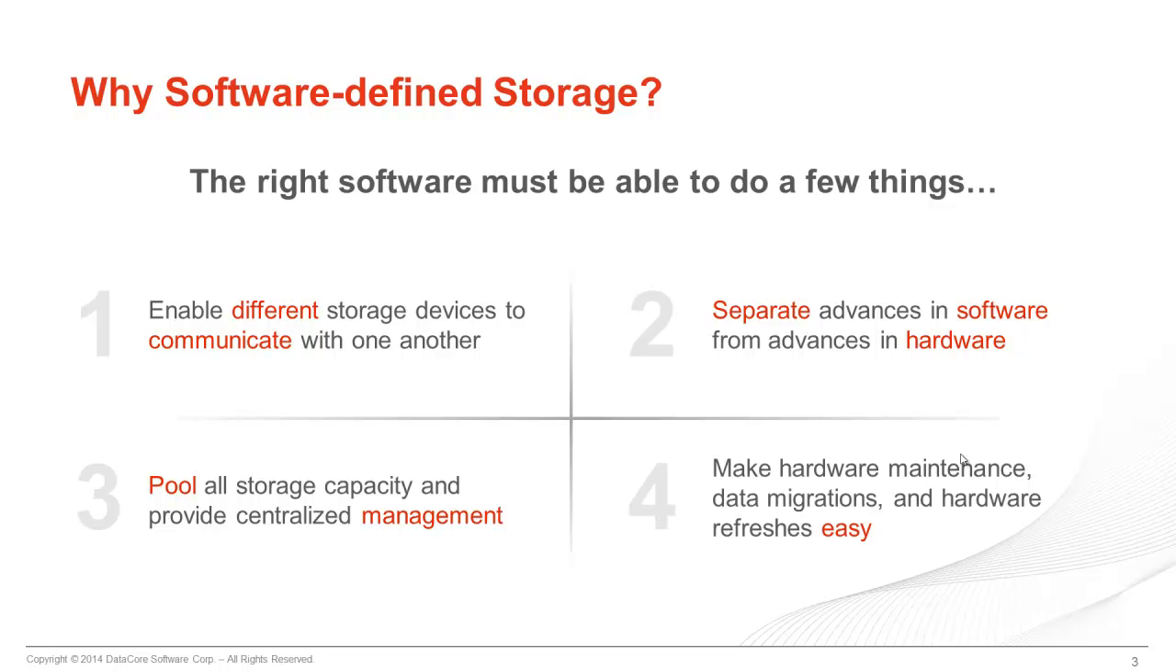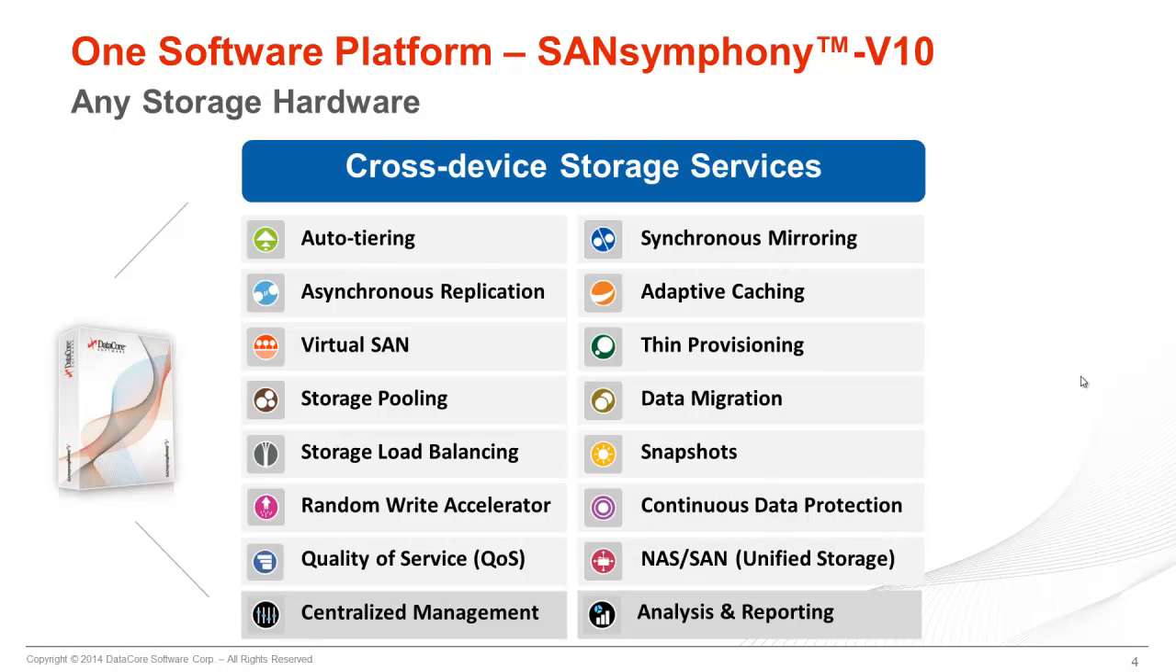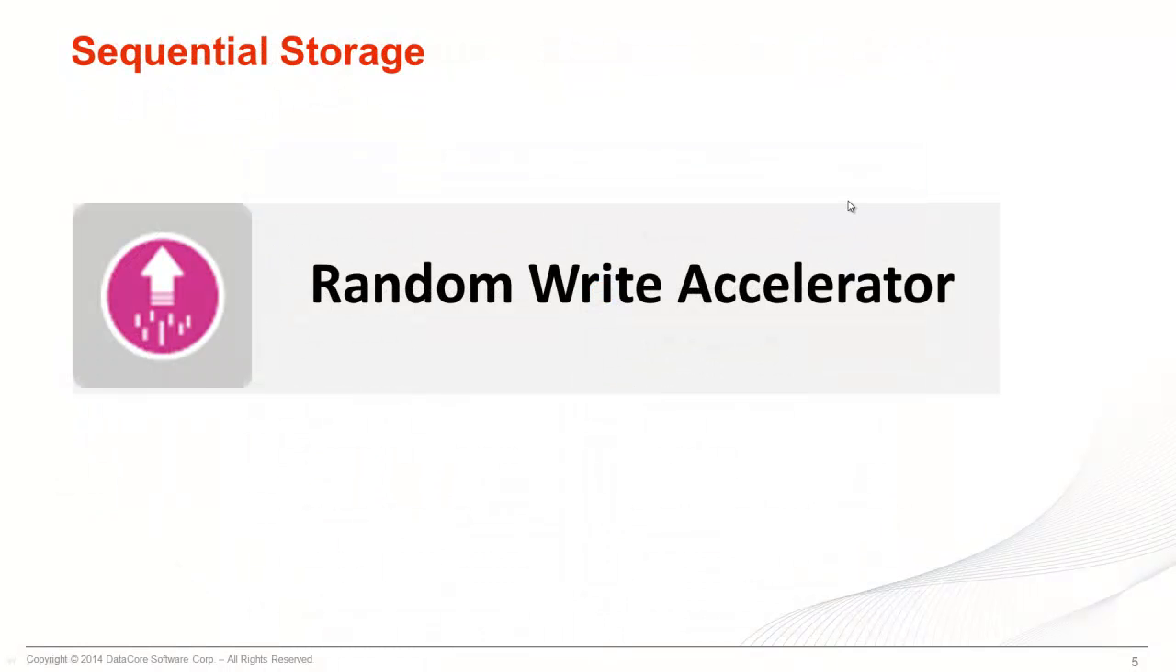Things such as synchronous replication, async replication, snapshots, CDP, auto-tiering, sequential storage, and so on. This is the complete feature set. As I mentioned, we are at version 10, Product Service Pack 1. We have over 25,000 deployments worldwide, so it is a proven solution used in the market today. What we're going to focus on today is what our marketing team has called the Random Write Accelerator. In other words, it is our implementation of sequential storage. So without further ado, let me jump into the demonstration.